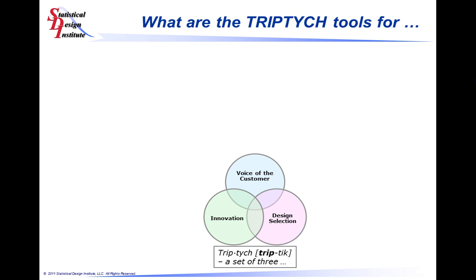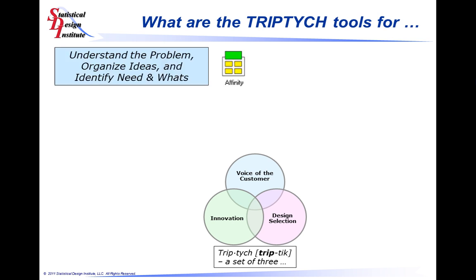The Triptych tool set mainly contains a set of 3 categories of tools. Triptych is defined as being a set of 3, primarily used in the art world to represent 3 different scenes that combined together would represent the total picture. In product development, we see Triptych as being the voice of the customer, innovation or creating alternatives, and then also selecting the best alternative or the design selection function.